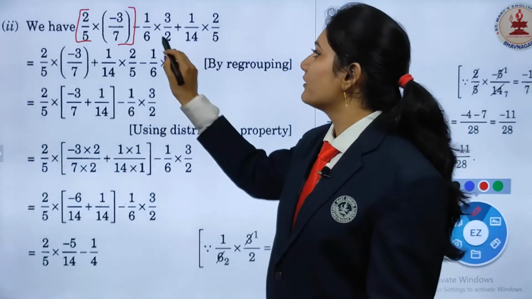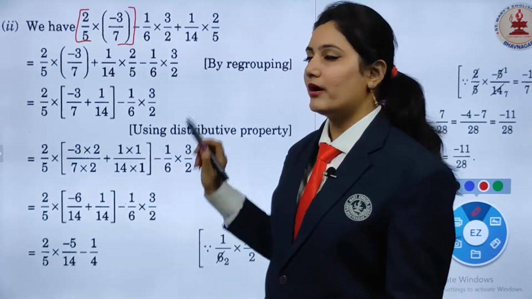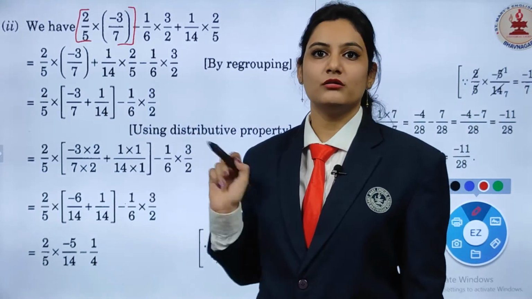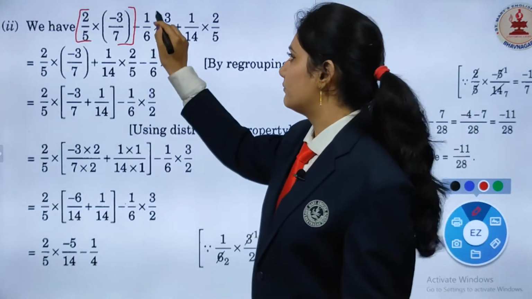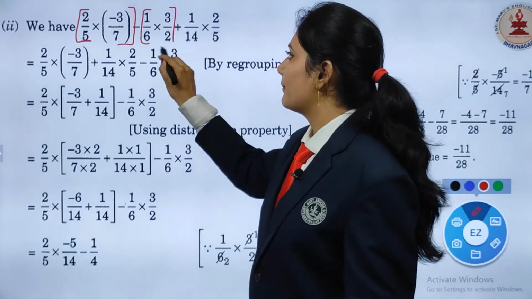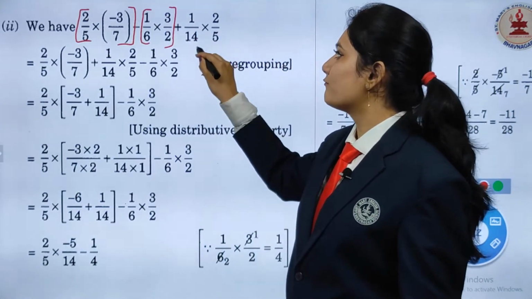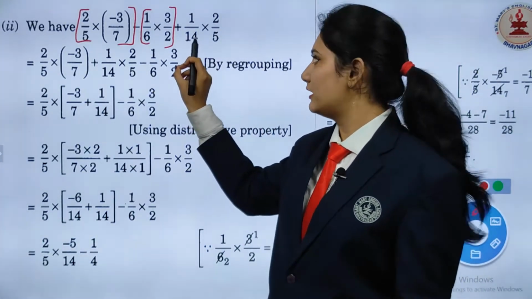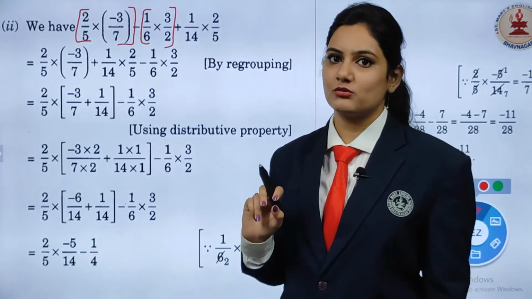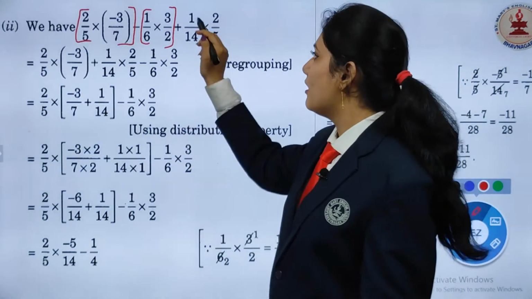Then let's see, 1 upon 6 into 3 by 2. So these two numbers also, there is a multiplication sign between them. So what you will do, you will keep the bracket. And here also 1 upon 14 into 2 by 5. These two also, there is a multiplication sign between these two numbers. So you will keep it in the bracket.